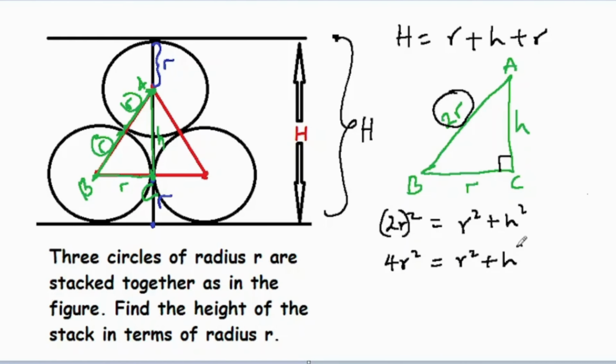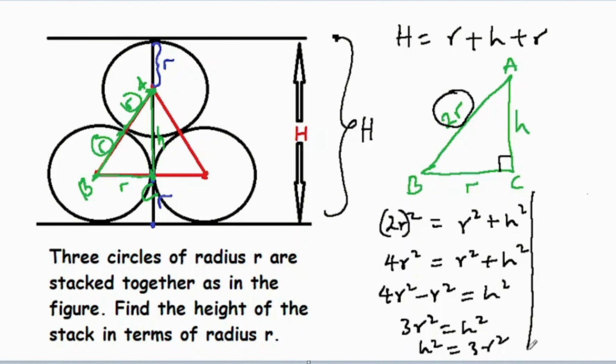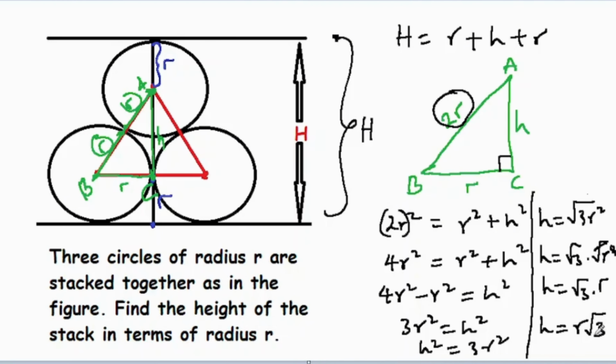squared plus h squared. Subtract r squared from both sides of the equation, so we have 4r squared minus r squared is equal to h squared. So this is 3r squared equals h squared, and we can rearrange this. h squared equals 3r squared, and we're going to find the square root of both sides of the equation. So we end up having h equals the square root of 3r squared, which is h equals square root of 3 multiplied by square root of r squared. So h, this is square root of 3, and the square and square root cancel, and we have r. So h is actually r square root of 3.